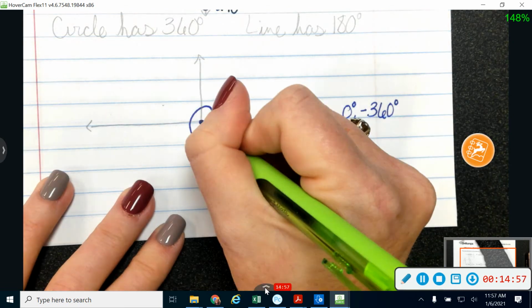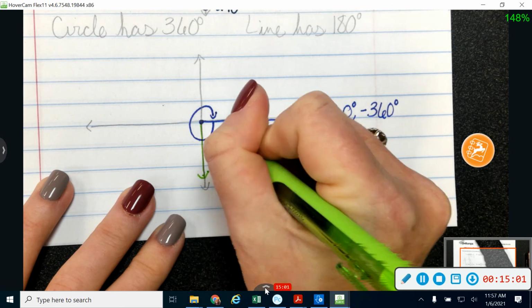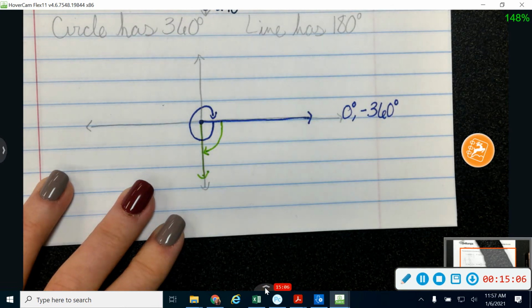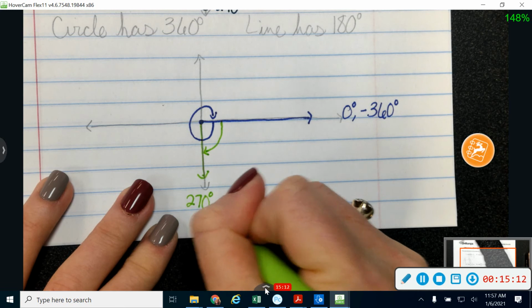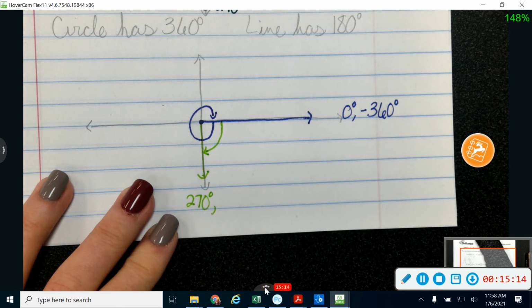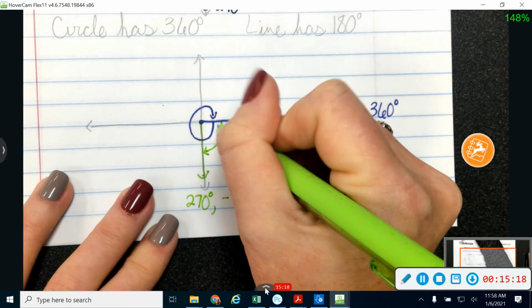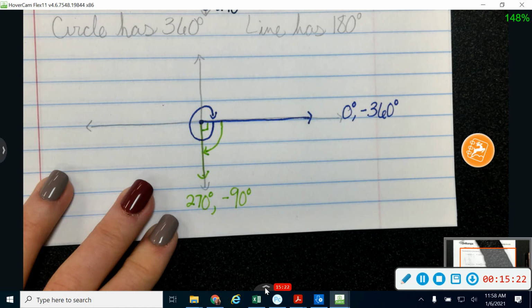All right, change colors. Let's go to this one on my negative y-axis. Earlier I called that angle 270. What am I going to call it now that I've gone clockwise? Negative 90. Very good. Notice that we measured just that 90 degrees right there. There's my right angle. So negative 90 and 270 are the same angle.